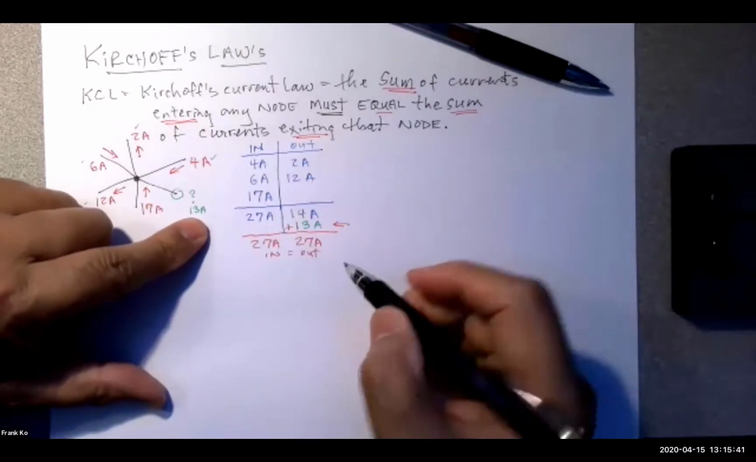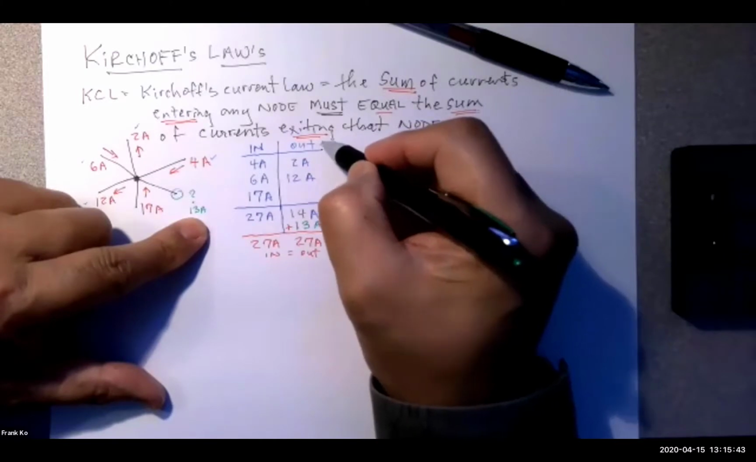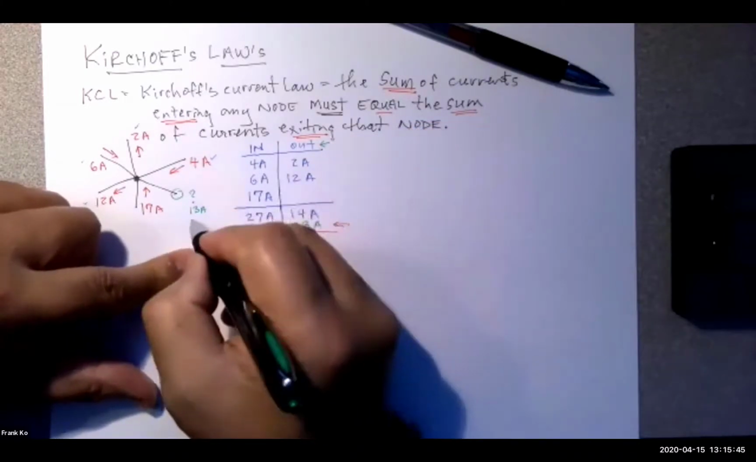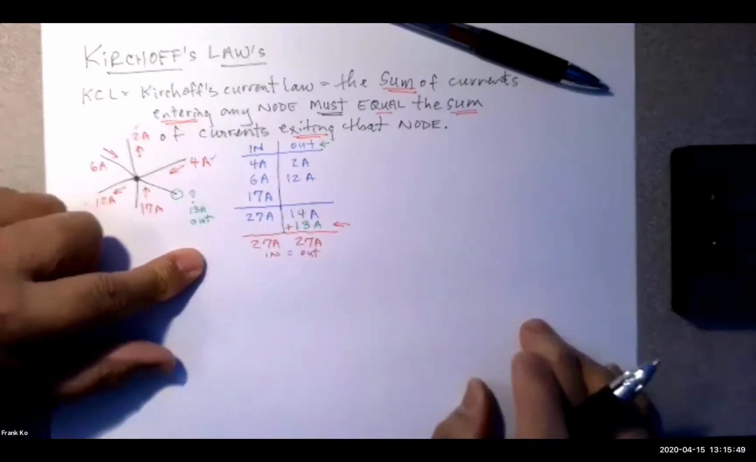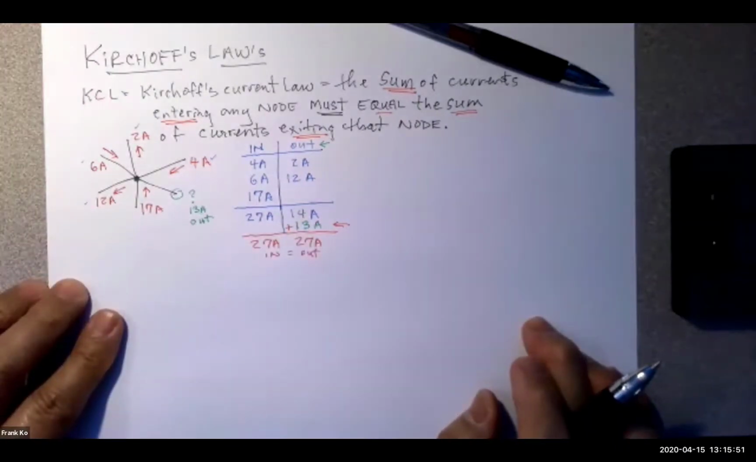And which direction is it going? Is it going in or is it going out? Well, what column is it in? It is in the outbound. So it will be 13 amps coming out. Are we good with this concept so far?